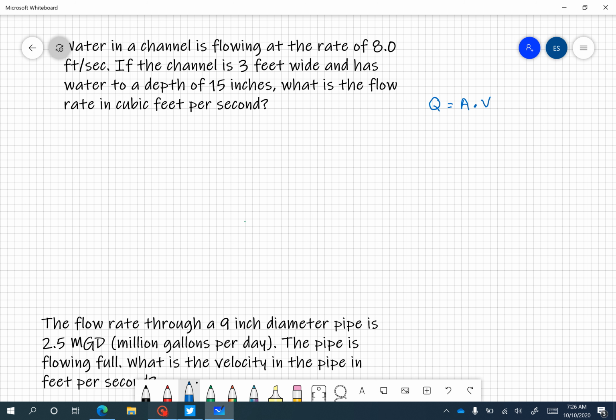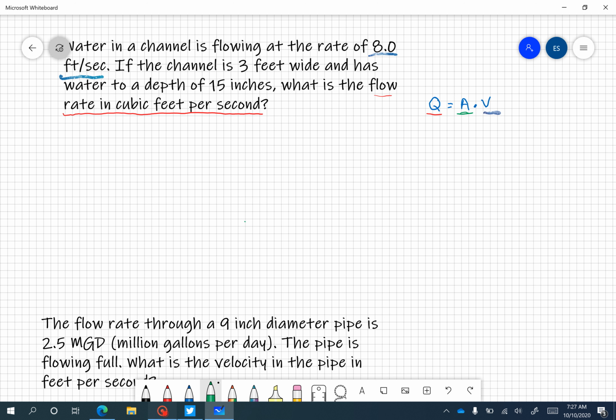There's just going to be some converting to find the numbers to plug into the formula. So the first one is pretty straightforward. It is simply asking us to calculate flow rate in cubic feet per second. So we're trying to solve for Q, so we need a number for A, or area, and we need a number to plug in for V, or velocity. So we're given the velocity right here, 8 feet per second.